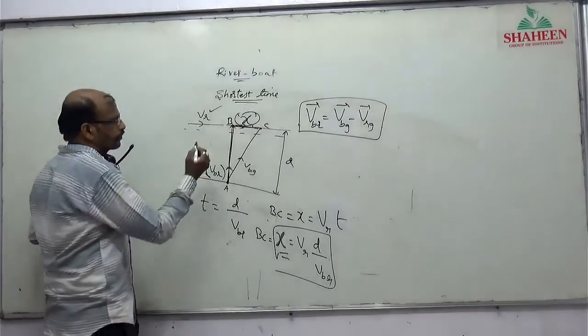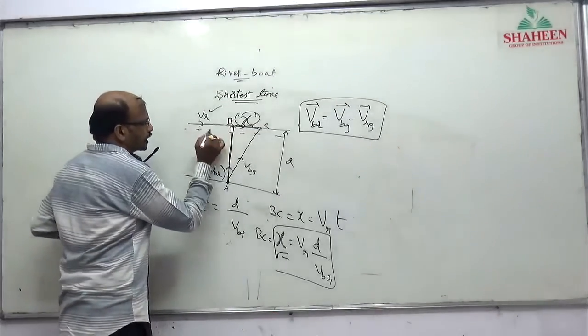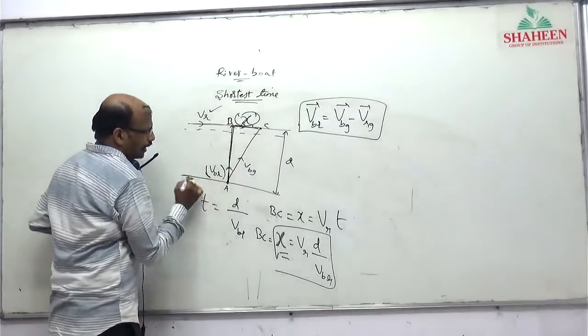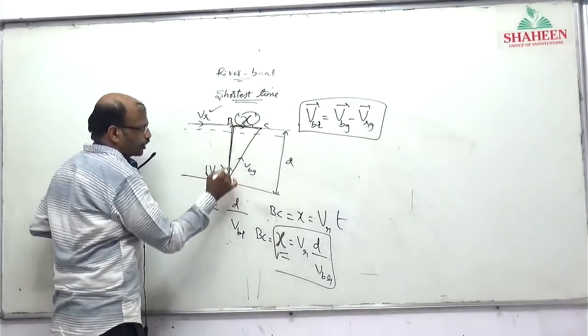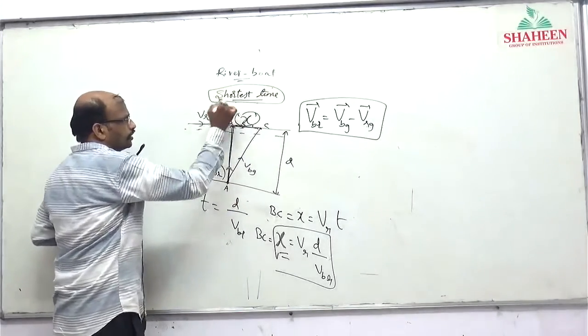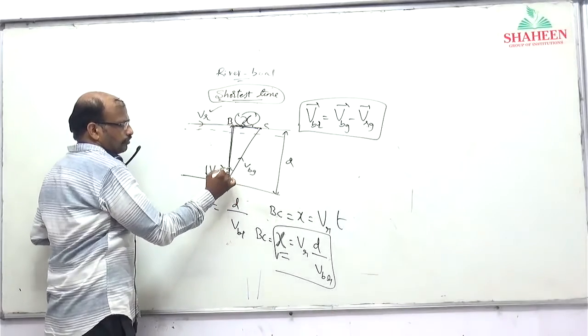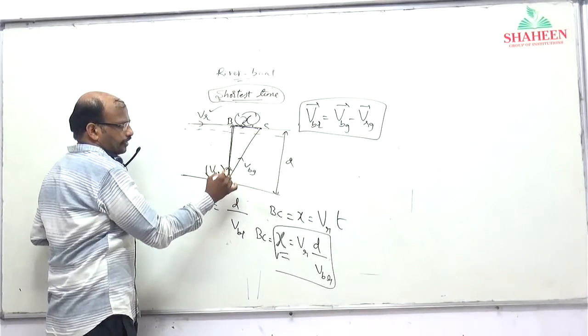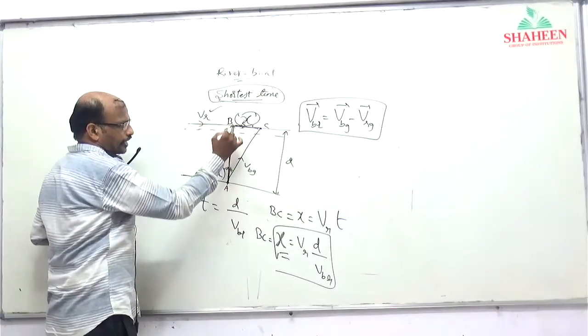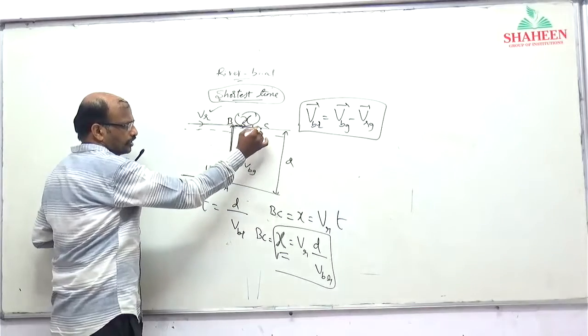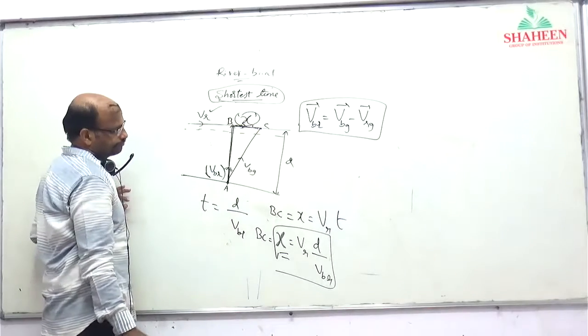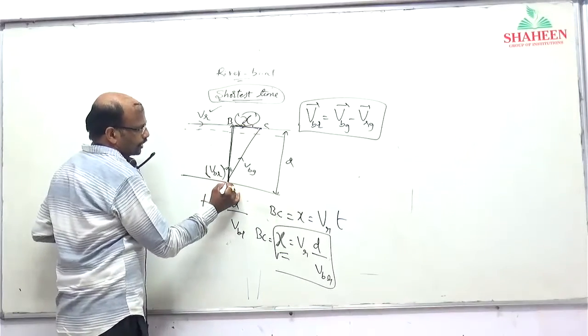I'm explaining that diagram again. Say, river flow is in this direction and boat is moving perpendicular to this one. In shortest time, if the boatman is moving perpendicular to river flow, then only will he reach this point C fast. Right?